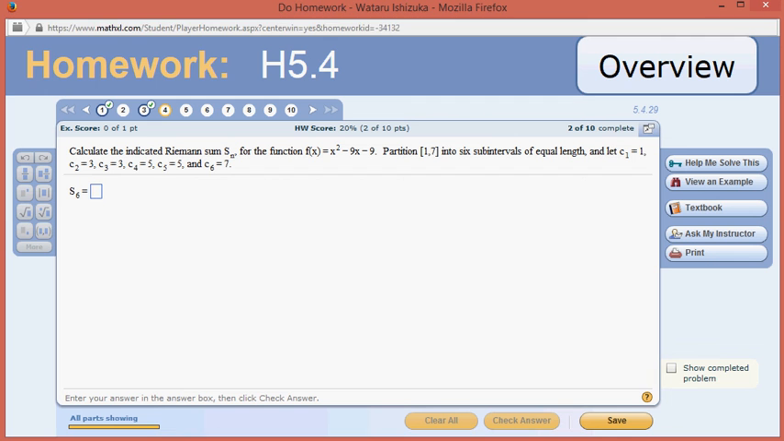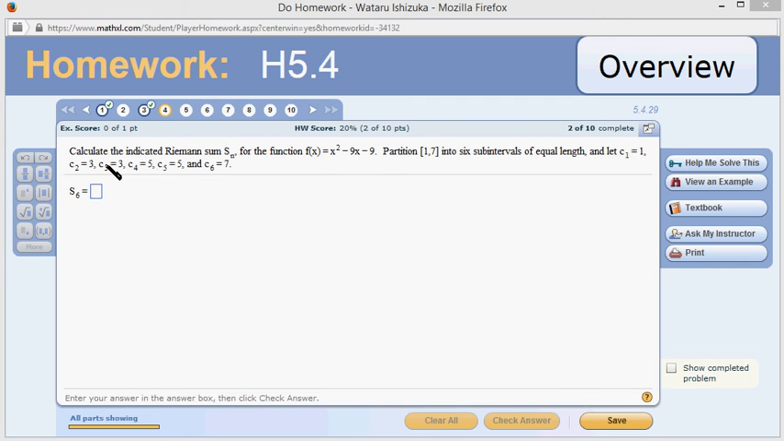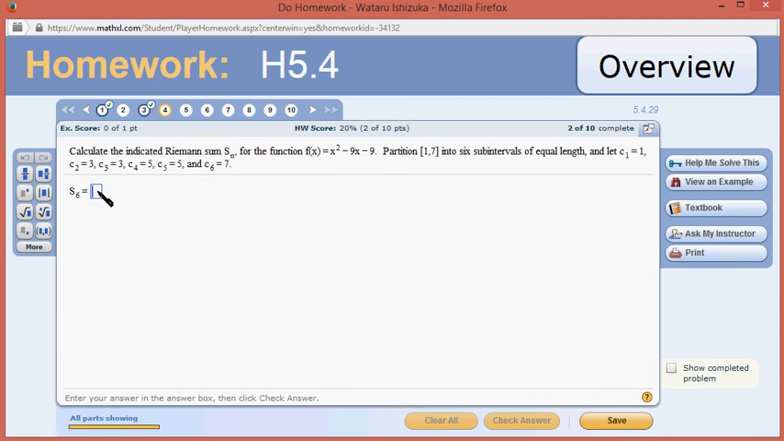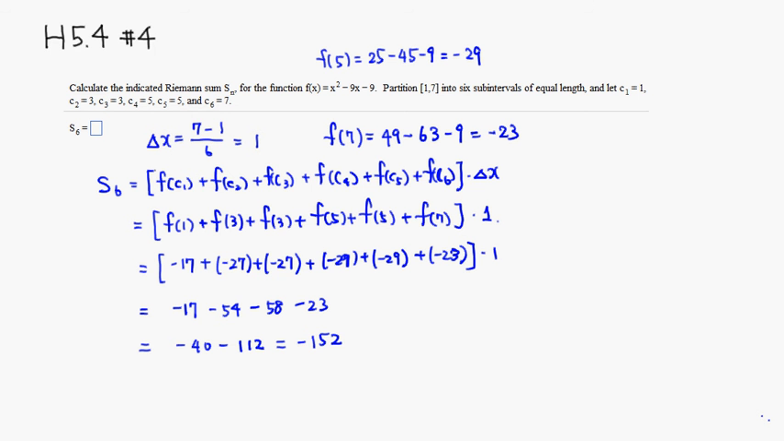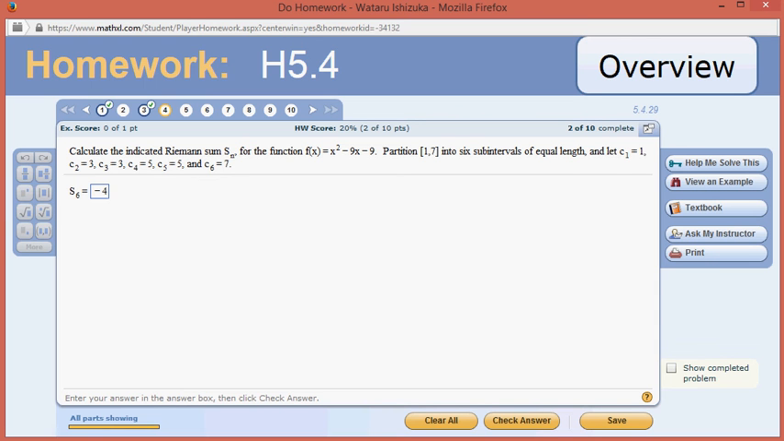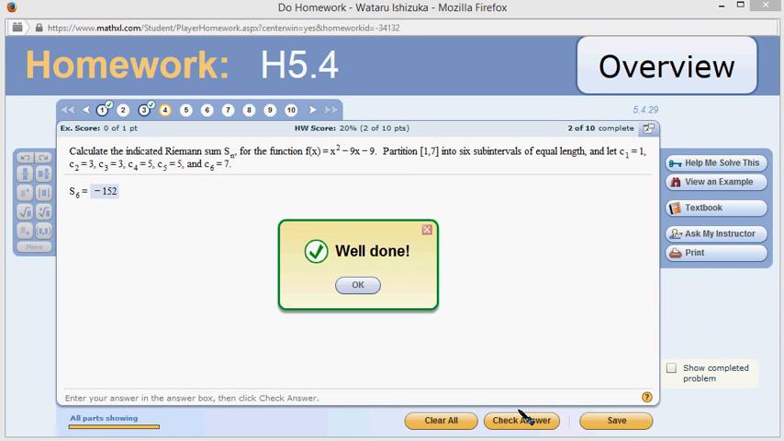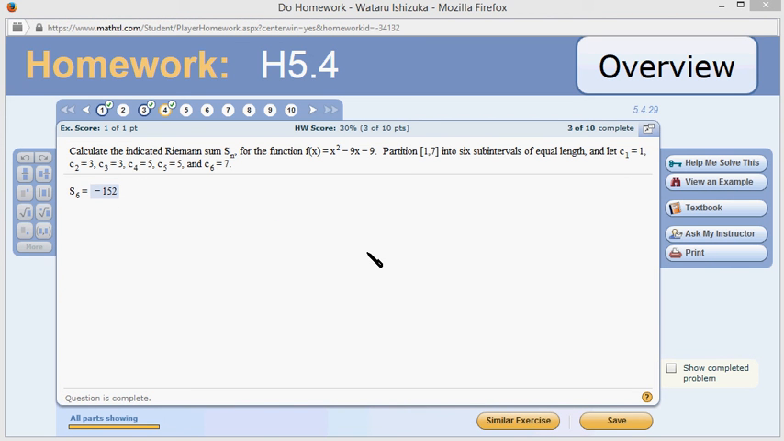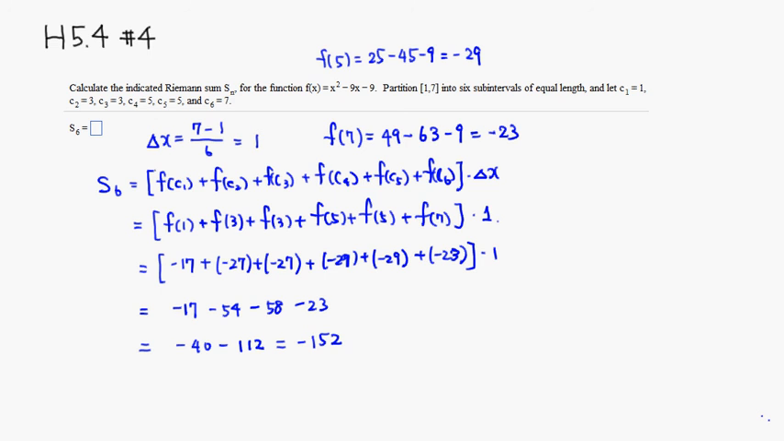Hopefully I did the computation correctly. So the answer is negative 152. Let's check the answer. Alright, we got that. That's it. I hope that this was clear.